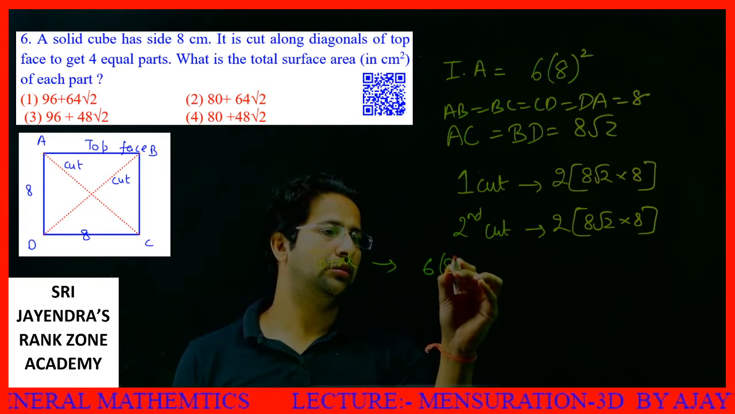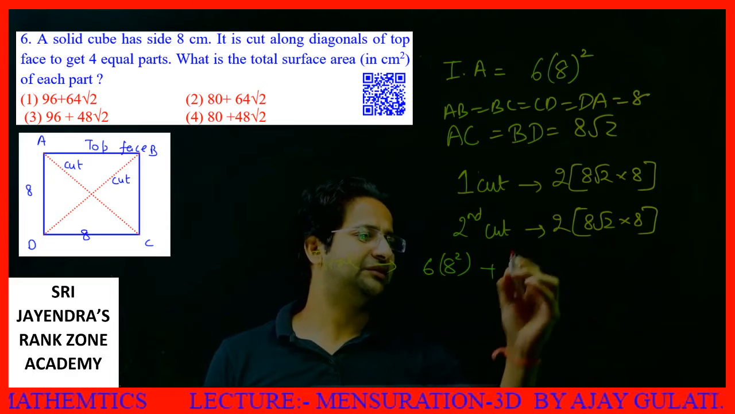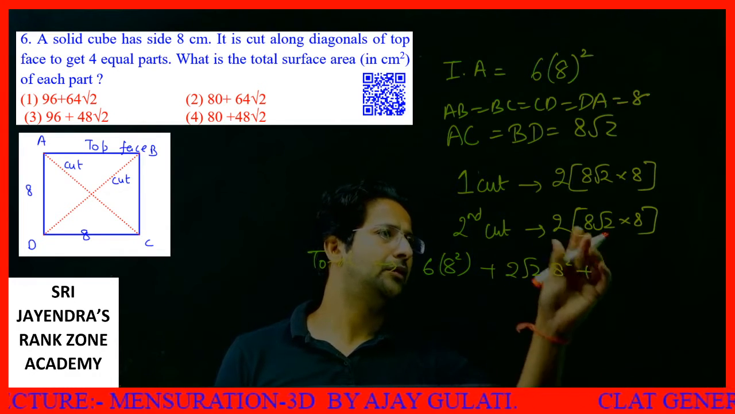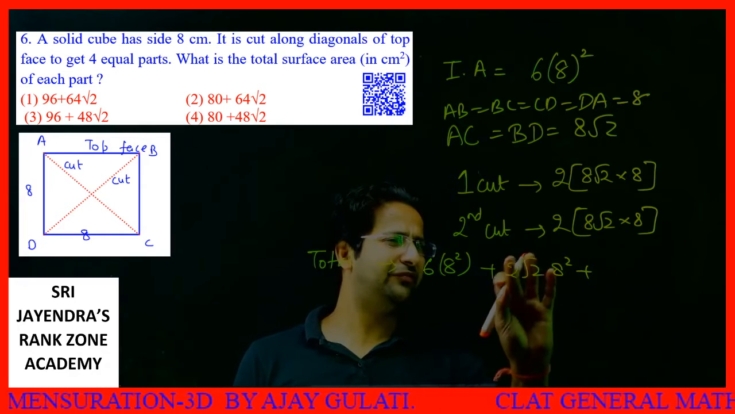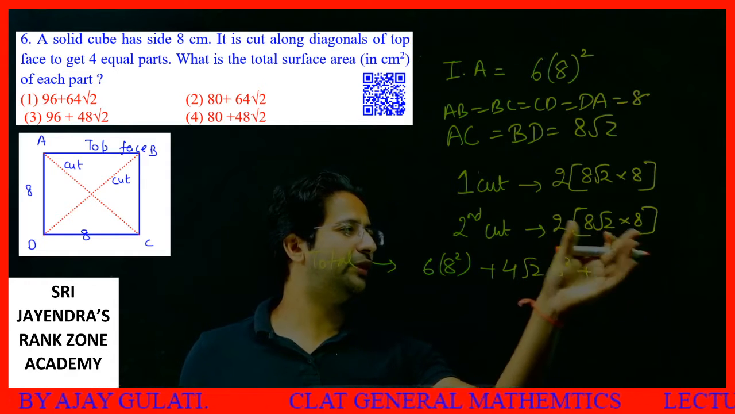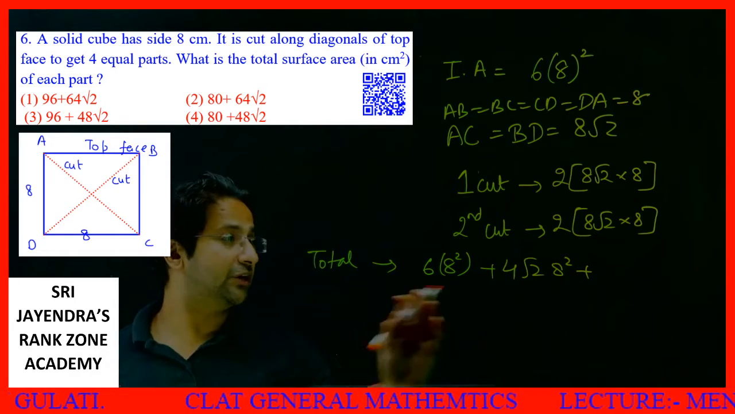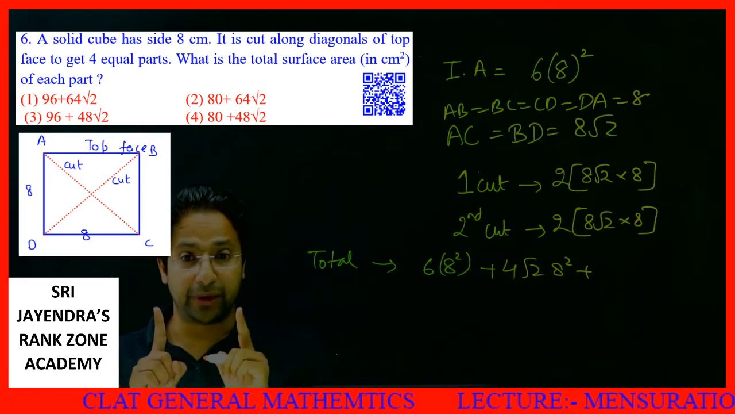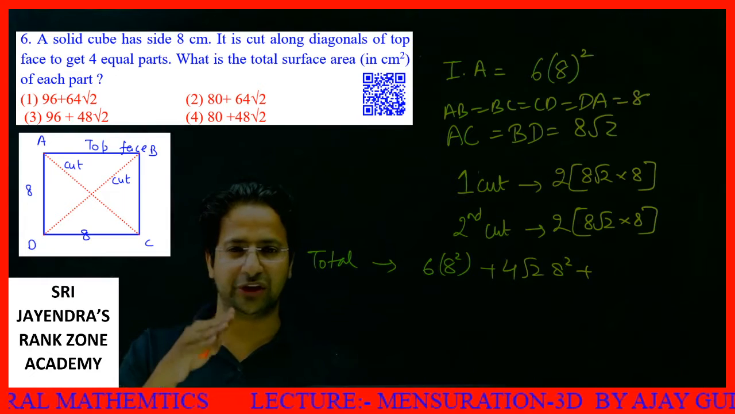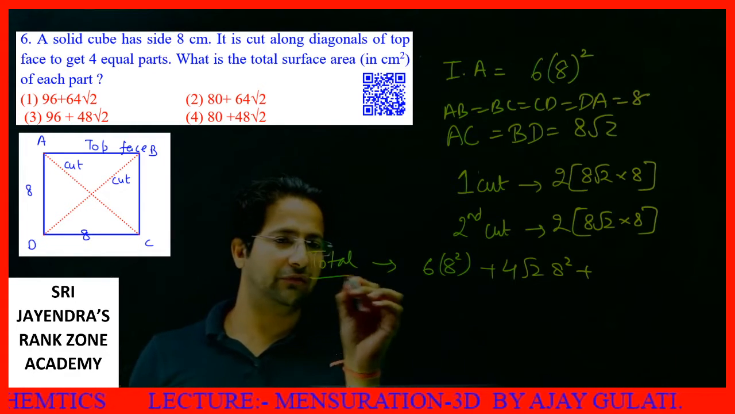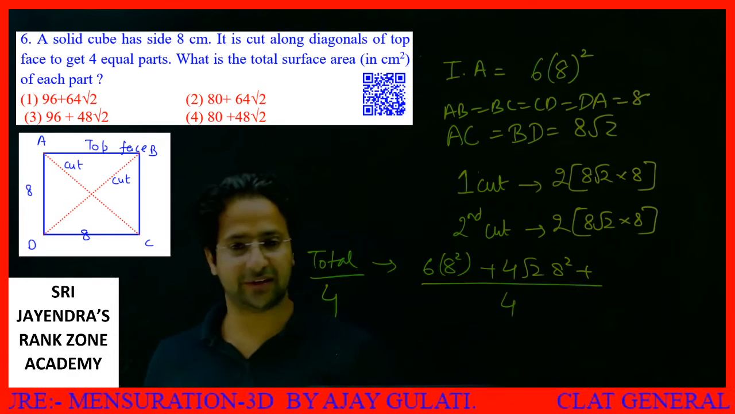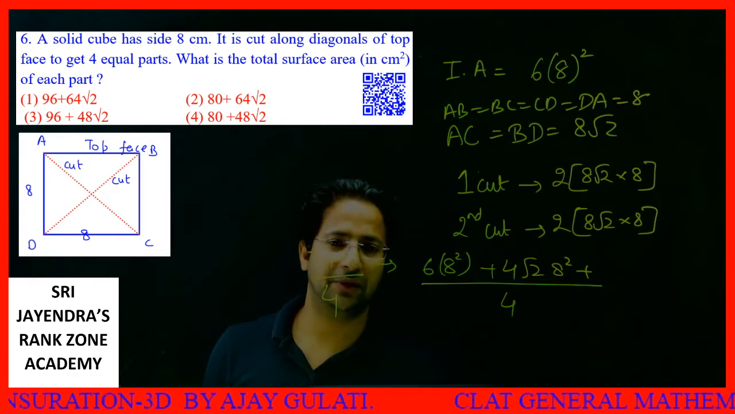6 into 8 square plus 2 root 2 into 8 square, plus again 2 root 2 into 8 square. So I say 4 root 2 into 8 square. This is the total area. I need to find the area of each portion like this: AOD, BOA, DOC, BOC, AOC. So we require this total divided by 4. Does it make sense, students? Total divided by 4. I hope it is clear to all of you.